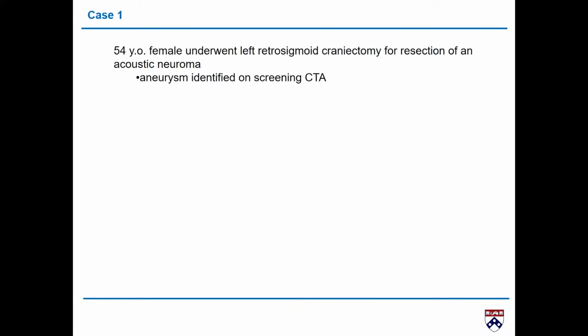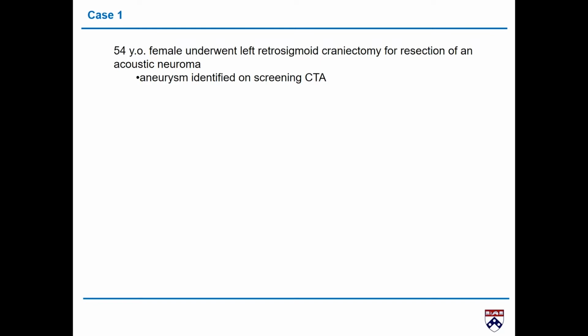And I just wanted to highlight one simple case that really touched on all of the issues that Jeremy pointed out. We often obtain CTAs for reasons other than screening for aneurysms, as was performed in this 54-year-old female that underwent an image-guided CTA as she was about to undergo a left-sided retrosigmoid craniectomy for resection of an acoustic neuroma. And no one was thinking about aneurysm, and we almost missed a very small left M2 segment aneurysm, because the only reason that CTA was ordered was for a completely different reason.